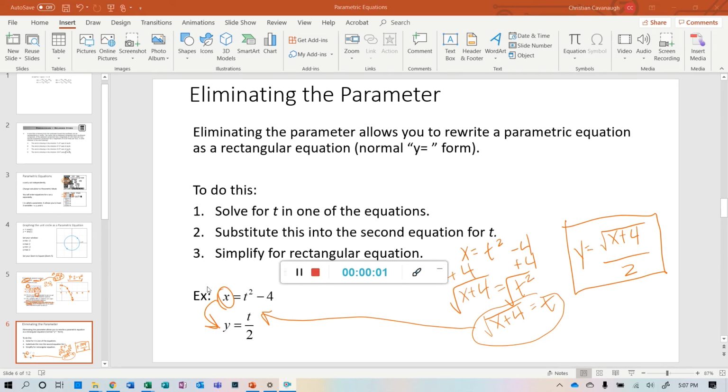Last thing, I forgot to say this, the reason you would eliminate the parameter is if you're trying to rewrite a parametric equation in rectangular form. So that's the time that you're going to want to eliminate that parameter, is if you're faced with something where it says rewrite these two parametric equations in rectangular form.